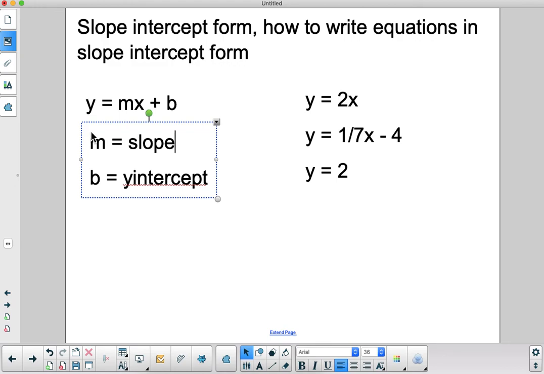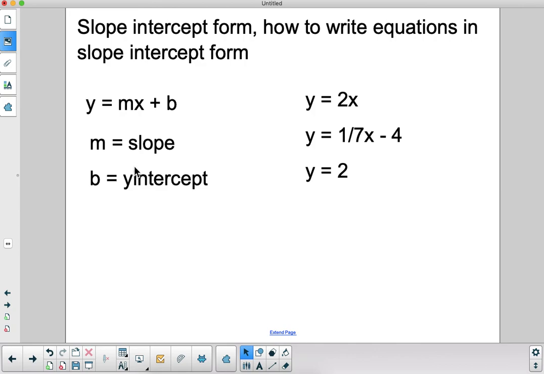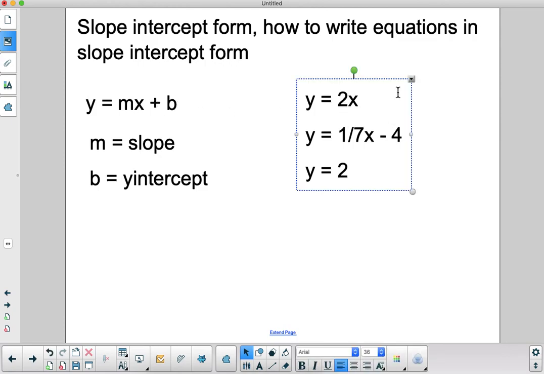Before we talk about how they affect it, let's talk about how we can find slope and y-intercept from these equations. So here we have y equals 2x. So if we look back at our equation, that shows that we have a value for m. There's no value for b. So this one would have a slope of 2 and a y-intercept of 0 because we're adding nothing after that x term.